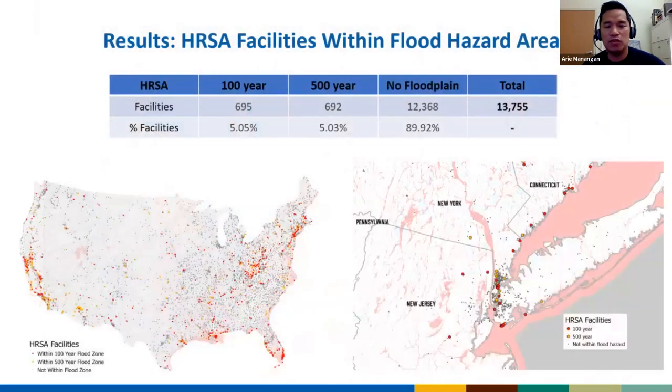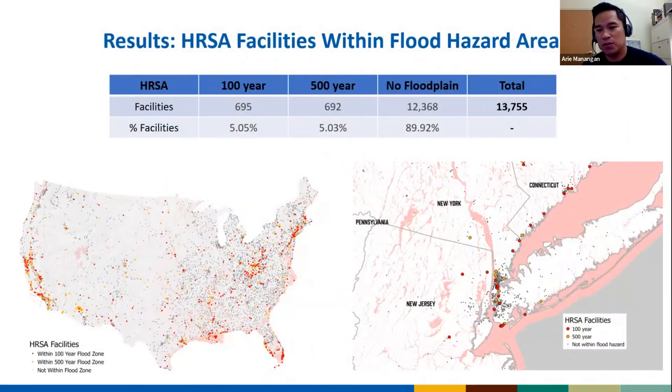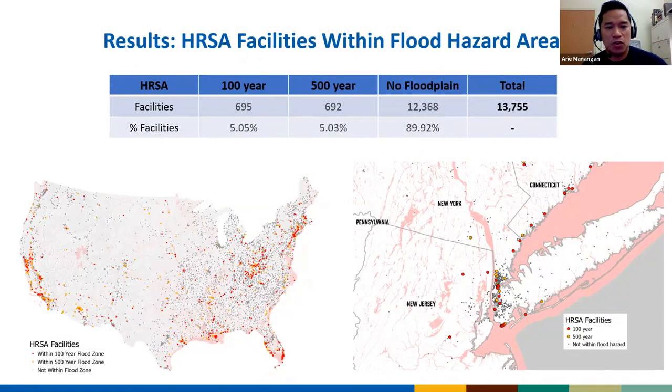And here is a table of our HRSA results at the national level. We see 5% of HRSA facilities in the 100-year flood zone, and 5% within the 500-year flood hazard area. There are a combined 1,387 HRSA facilities within either a 100-year or a 500-year flood hazard zone. Next slide, please.